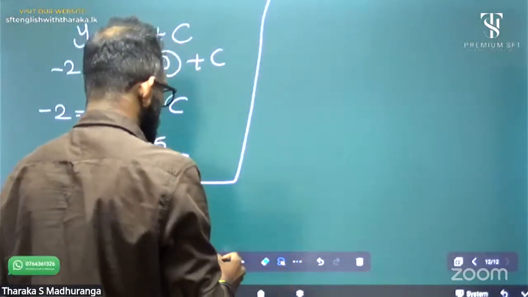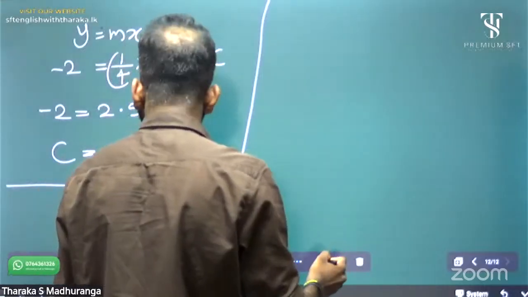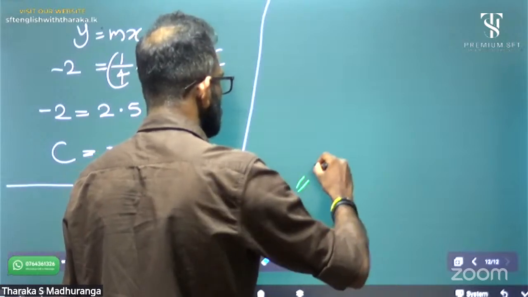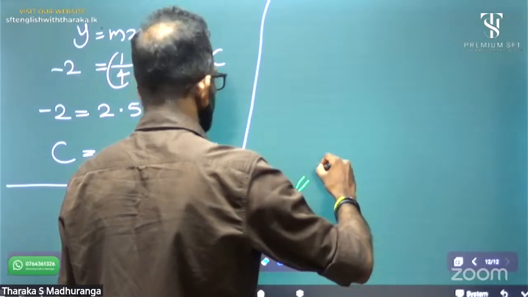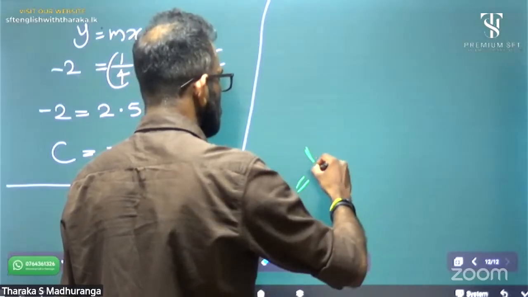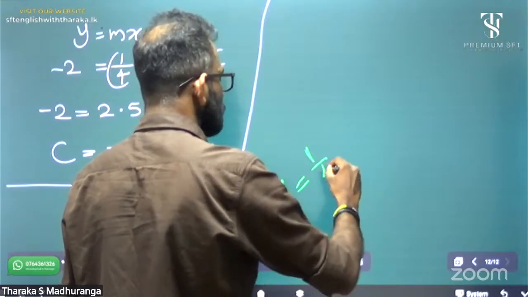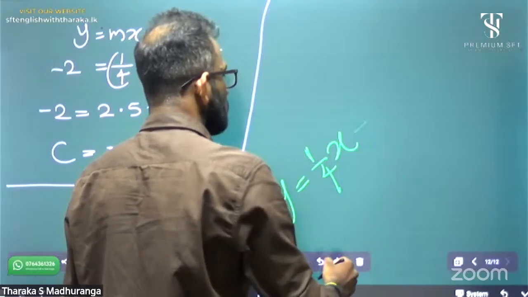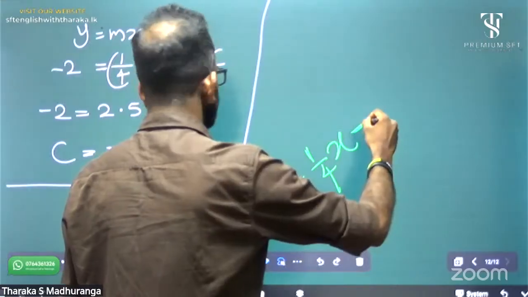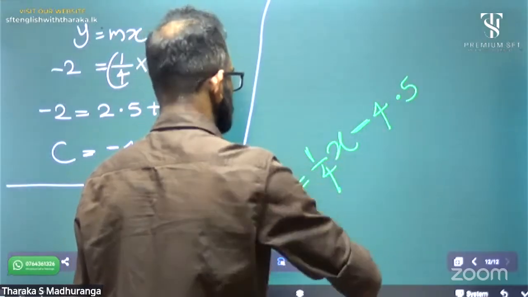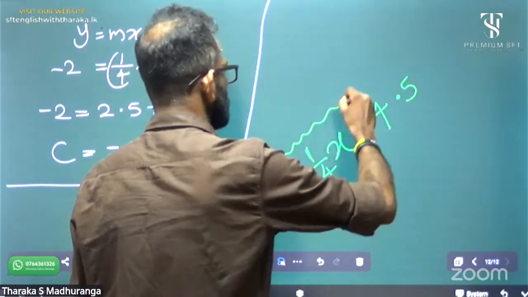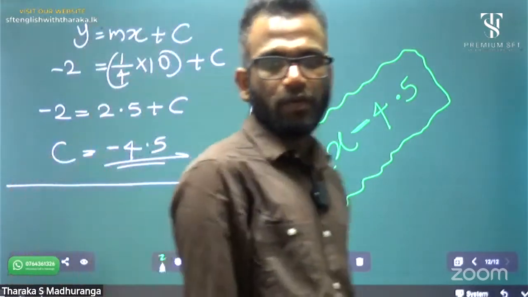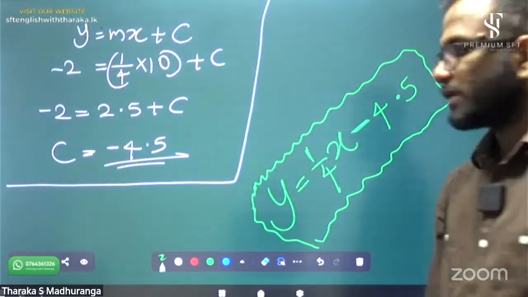Okay, if you got the intercept, now you can write the equation of the AB straight line. Equation for the AB straight line, y equals 1 over 4 x minus 4.5. Okay, this is the final equation of the AB straight line.